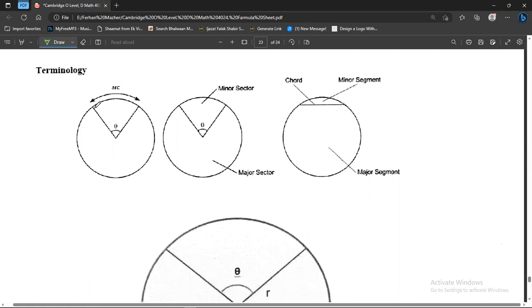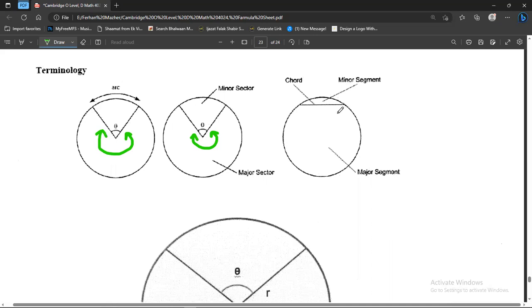terminology. So this is called an arc. When you have these two radii, this is the minor sector. This is called the major sector. This angle is the angle subtended by the minor sector at the center. And this angle here is the angle subtended by the major sector at the center. This is the angle subtended by this arc at the center. This is the minor arc, and this will be the angle subtended by the major arc at the center.